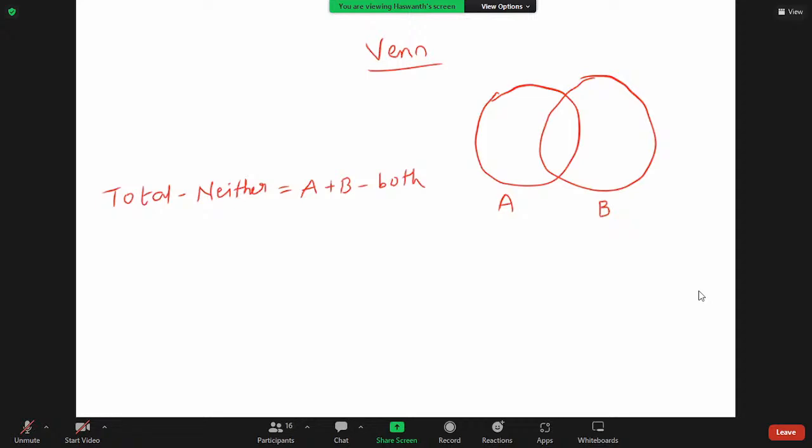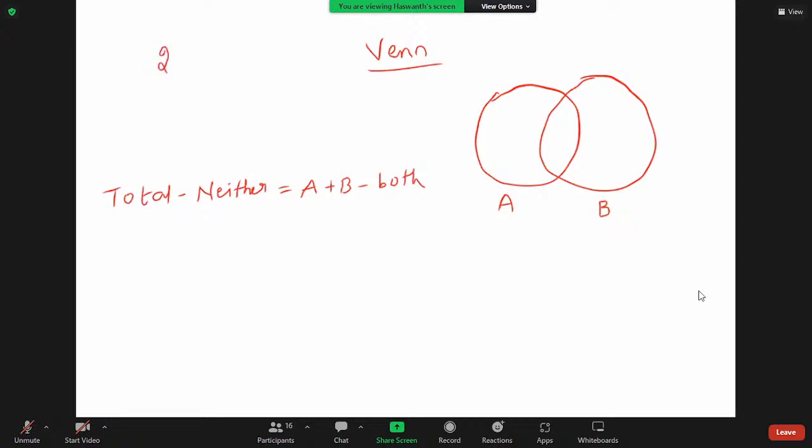Total minus neither is equal to A plus B minus both. Total means the total number of items or vehicles or persons present. Neither is the value which is not included in set A nor included in set B, which stays out of these two sets. A means the total value of set A. B means the total value of set B. Both is the region which is common to both the sets. Let's look at these terms by taking an example.